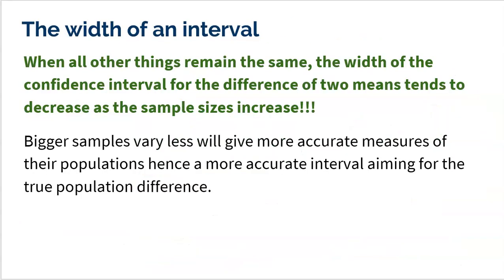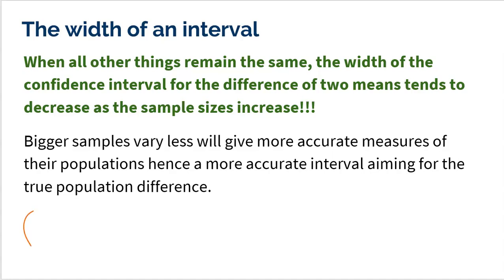All right, let's talk a little bit about the width of the interval. This is actually the fourth time we've talked about this idea, and this is super important that you understand. When all other things remain the same, the width of the confidence interval for the difference of two means tends to decrease as the sample size increases. Bigger samples vary less. So if you look at bigger samples from each population, you will get more accurate measures of those populations, hence a more accurate interval. So when sample sizes go up, intervals shrink, right?